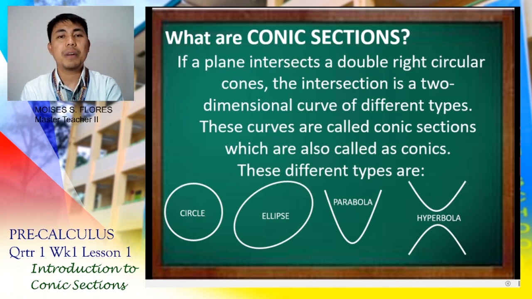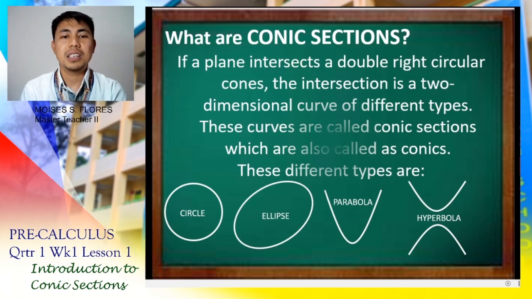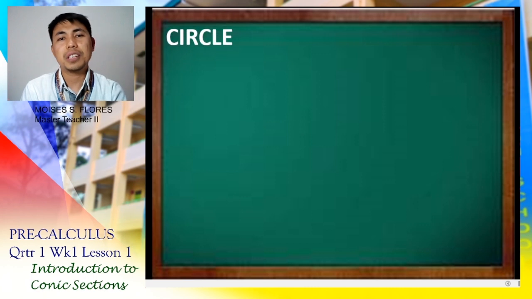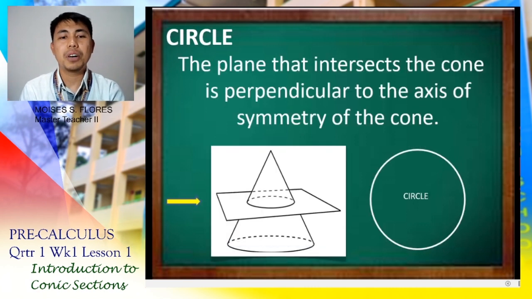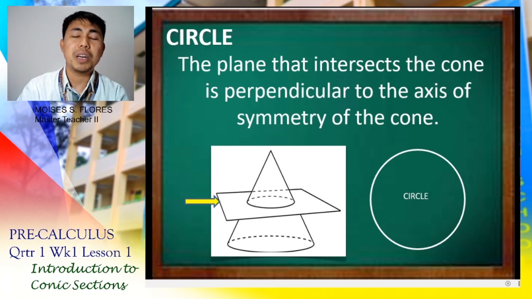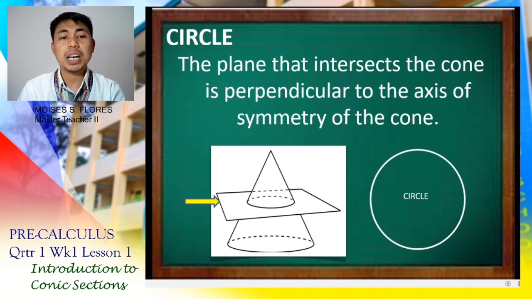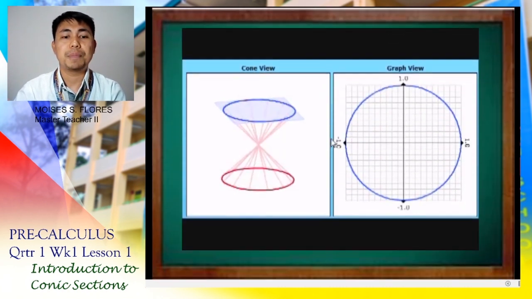Let's start with the very first type of conics, which is the circle. The question now for the circle is, how is a circle formed? A circle is formed when the plane that intersects the cone is perpendicular to the axis of symmetry of the cone. As you observe here in this arrow, it illustrates a plane. This plane is said to be horizontal with respect to the base of the cone. To further discuss how the circle is formed, let us watch this clip.